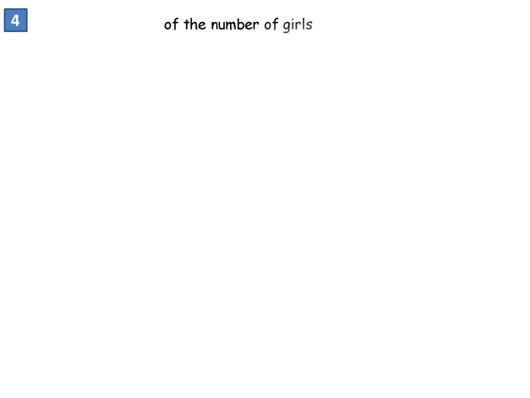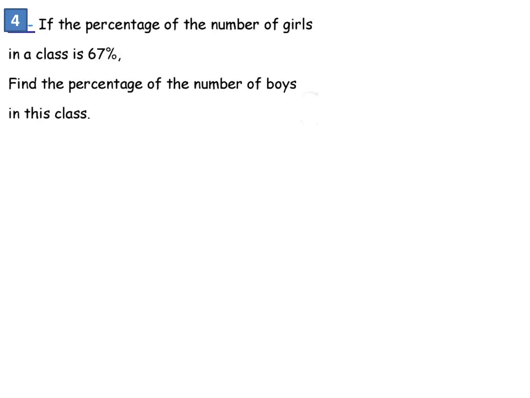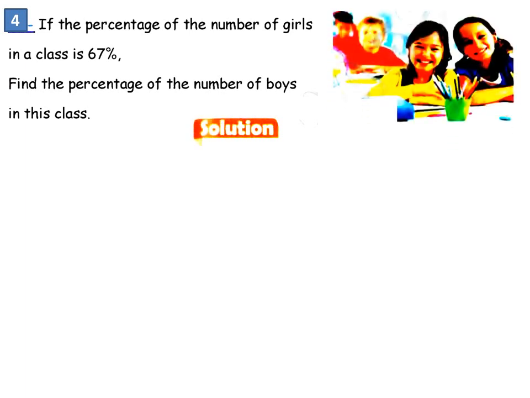Exercise number 4. If the percentage of the number of girls in a class is 67%, okay? As we know, the total number equals 100%. The percent of the number of girls and the number of boys equals 100%, okay? Find the percentage of the number of boys in this class.